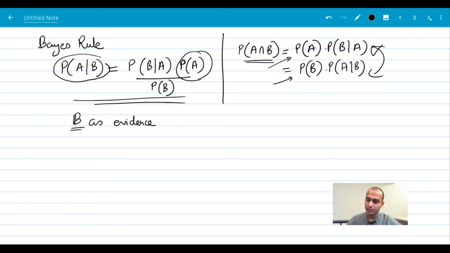So this conditional probability is interpreted as an updated belief about event A, given that I've observed a bunch of heads, or given that I've seen this evidence event. So this updated belief is related to my previous belief. This is the updated belief, this is the previous belief, and these two are related by a factor. This relation between the previous belief and updated belief is captured by Bayes rule.